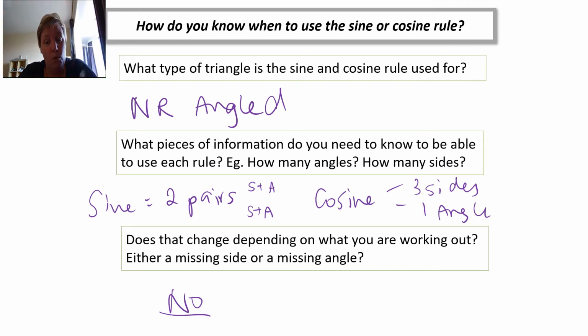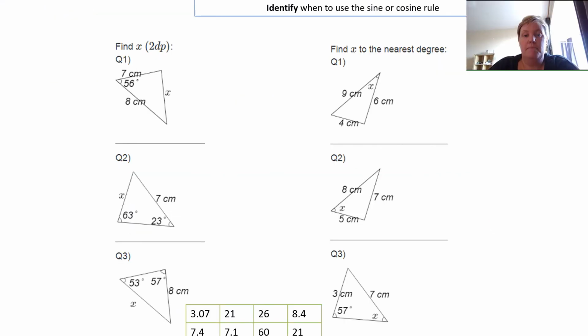However, be warned, sometimes, for instance with the cosine rule, the missing angle may not be opposite the side you want, so you might have to do a little bit of extra work, because remember with cosine that pairing needs to happen.